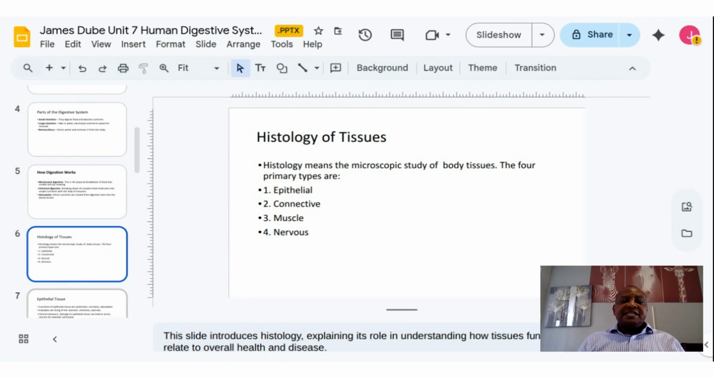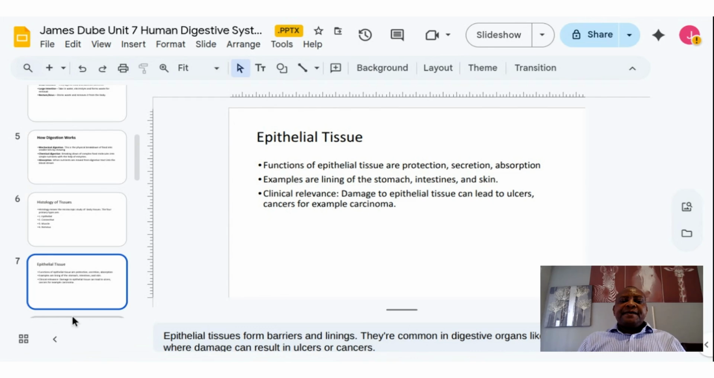Let's go to the next slide and start by describing the epithelial tissue, what it involves. Its functions are protection, secretion, and absorption. Examples of the epithelial tissue are the stomach, the intestines, and the skin. Damage or any effect on the epithelial tissue can lead to conditions like ulcers, cancers, and carcinomas.